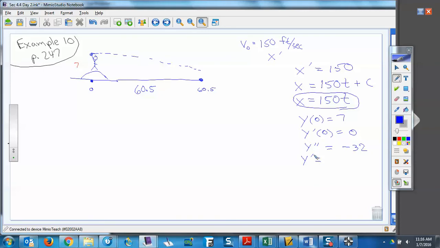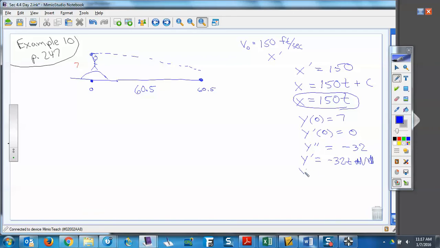But we should be able to build this with an antiderivative, right? So that'd be negative 32t plus c. Now, how do we find the c? Do we have an initial condition for y prime? We said right there, when we plug in a 0, what's y prime? 0. So what does c got to be? 0. So we can ignore that c.